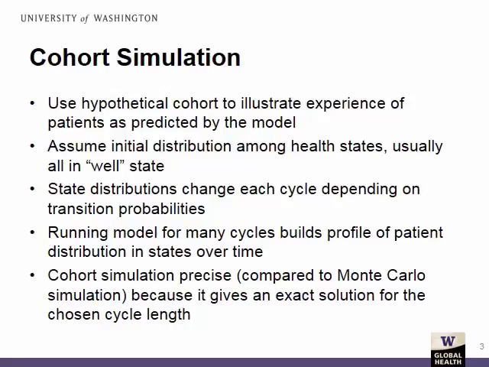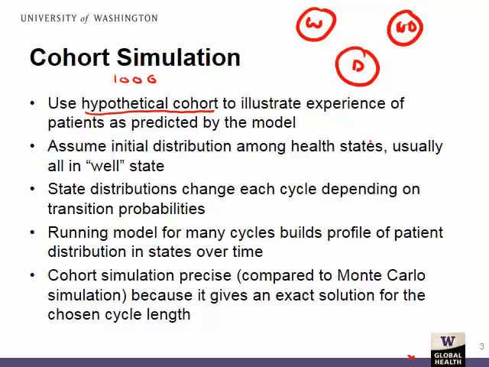So in cohort simulation, you usually model a hypothetical cohort of individuals with the disease of interest. Maybe you have 1,000 patients with nodding disease, and you model this hypothetical cohort to illustrate the experience of these patients as they go through cycles of the model. You assume an initial distribution of patients amongst health states, and most modelers usually start with everyone in the well state. So if we had our 3-state Markov model with well, nodding disease, and dead, we would say maybe 100% of patients start here. Say everyone starts in the well state, and there's no one who's sick and no one who's dead.